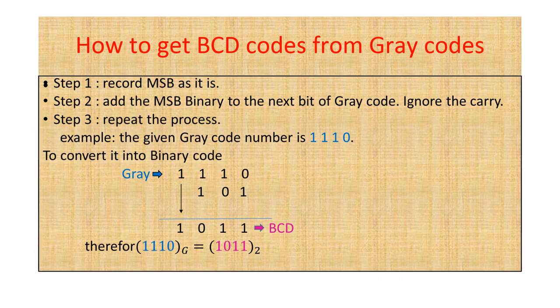Remember, while converting from binary code to gray, we have not changed the MSB. In the second step, add the MSB of binary. This is the main point. MSB of binary. This is the only point to be remembered. The MSB of binary is to be added to the next lower bit of gray. Again, be simple, ignore the carry. We will get our answer, 1011 of binary, after conversion from gray.